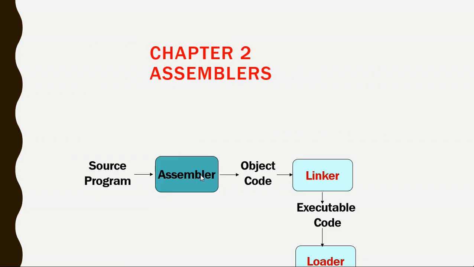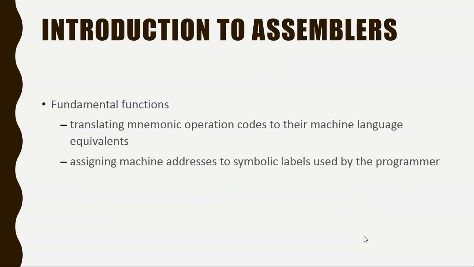So this is the functionality of an assembler. For the assembler, the source program is given as input, and that will generate the object code. The low level language, the assembly language program given to the assembler, will be translated into machine equivalent language, that is called an object code. Then that object code will be given to the linkers to link the different subroutines. Then it will generate executable code that will be given to the loader to load into the memory.